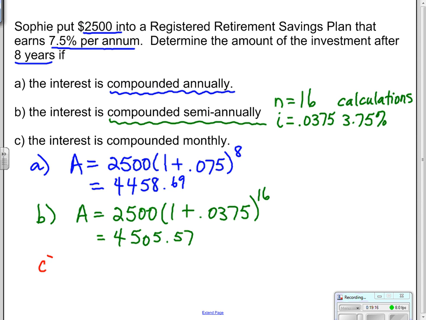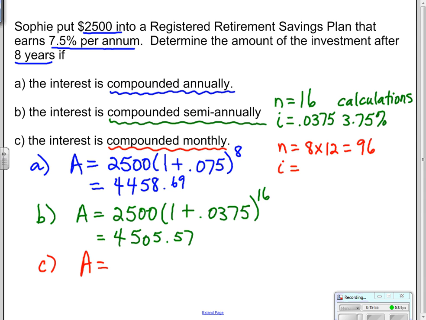Okay, let's try C, and I'm going to use angry red. The only thing that's changed is the compounding period. So it is now monthly. That means instead of calculating my interest 8 times or 16 times, it is 8 years every month. So the N value that I'm going to use is 8 times 12, which is 96. My interest rate also is different. It's 7.5% per annum, but I want to know what that is as a monthly interest rate.